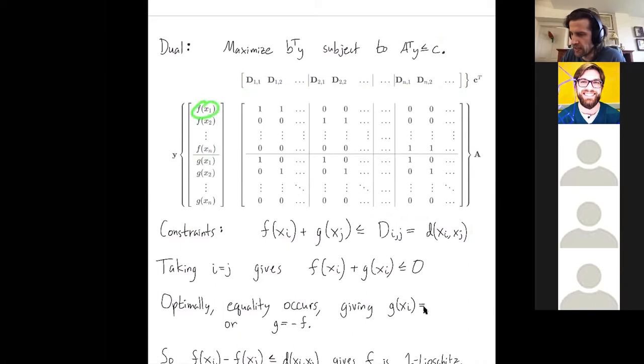Yes, you get things of the form f(x1) plus g(x1) is at most the distance between x1 and x1. Or let's look at this correspondence. You get something like f(x1) plus g(x2) is at most the distance between x1 and x2.